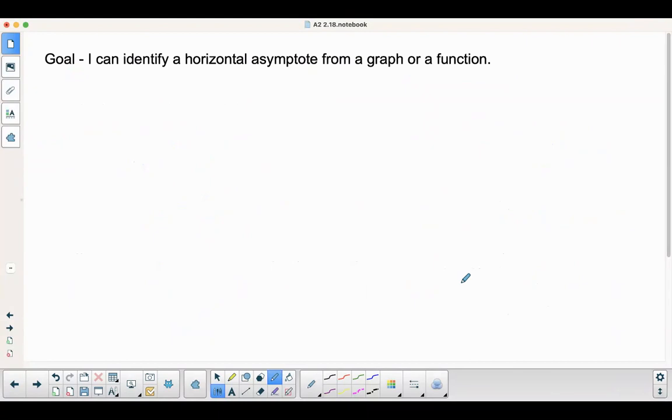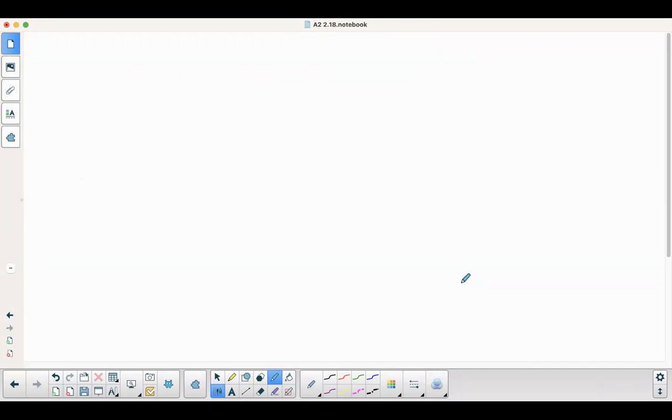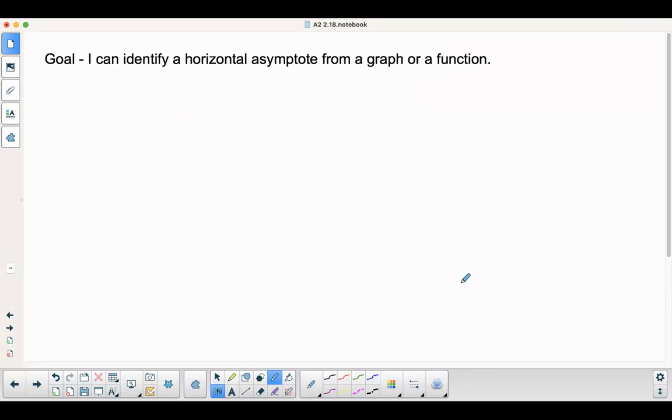All right, cool. I can identify a horizontal asymptote from a graph or function. Hopefully that trick helps you guys. It's not something that our book uses, but it's a trick that I've been using for a long time as a teacher, and I think it really clarifies the horizontal asymptotes a lot. All right. Oh, I know I had one more.